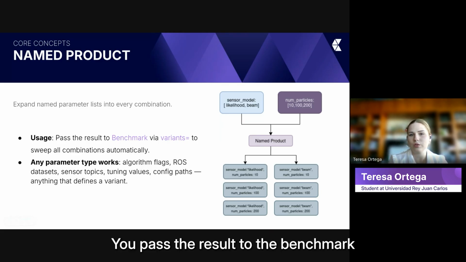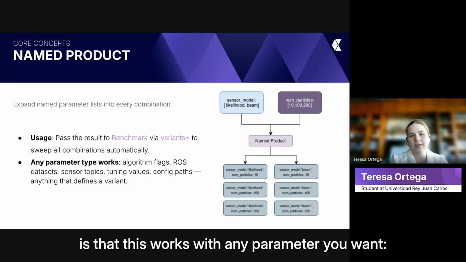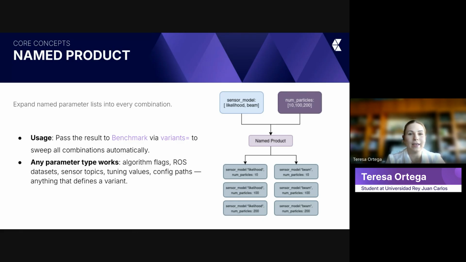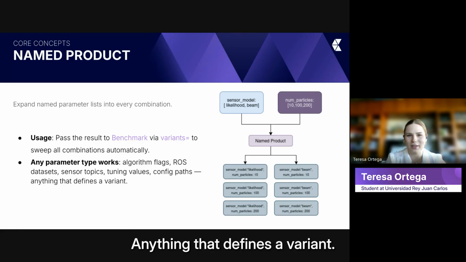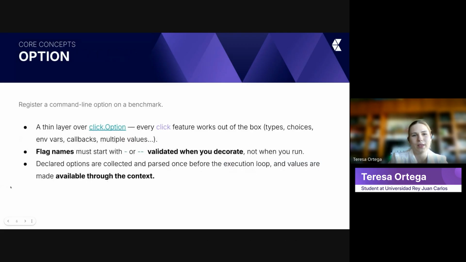You pass the result to the benchmark through variants, and the sweep just happens. The important thing is that this works with any parameter you want. Algorithm flags, ROS datasets, sensor topics, config paths, anything that defines a variant. Variants define what runs, but options define how it runs. So let's look at those.